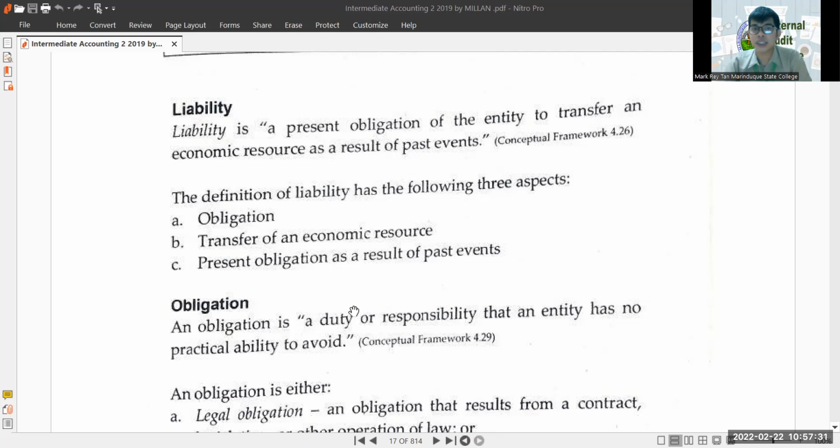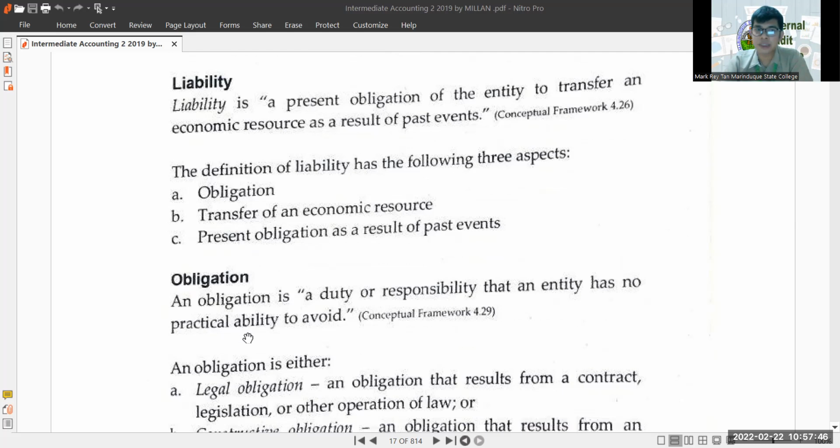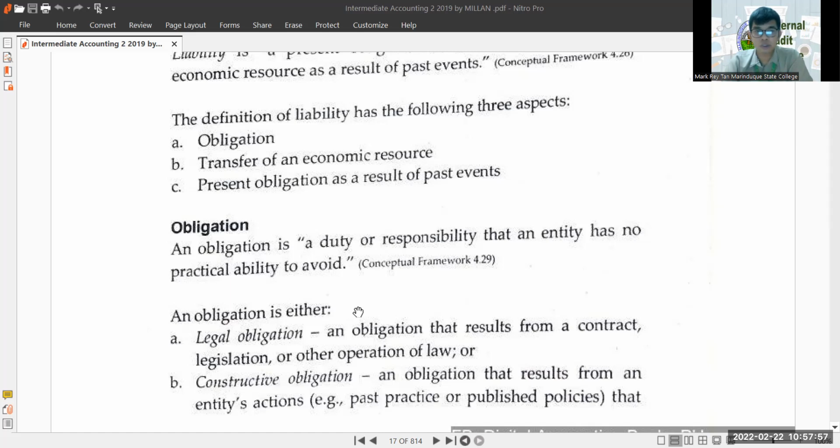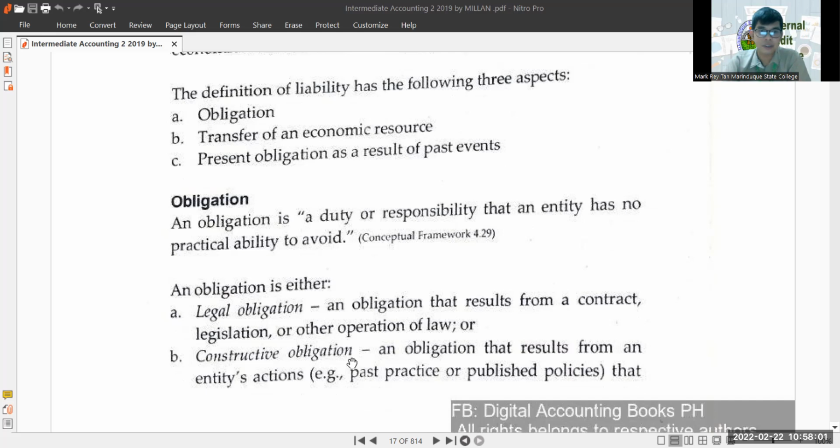So it is an obligation. So what is an obligation? It is a duty or responsibility of an entity which that entity has no practical ability to avoid. So in Tagalog, hindi mo ito maiwasan na obligation. So ang common example lagi natin dito is yung mga debt, yung mga utang, di ba? Ayan. So an obligation daw is either legal or constructive.